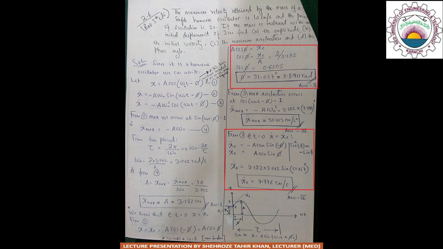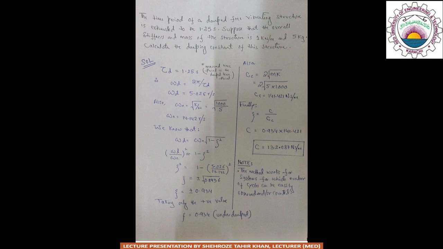Next we have another problem whose statement is: the time period of a damped free vibrating structure is estimated to be 1.25 seconds. Suppose that the overall stiffness and mass of the structure is 1 kilonewton per meter and 5 kg. Calculate the damping constant of this structure.